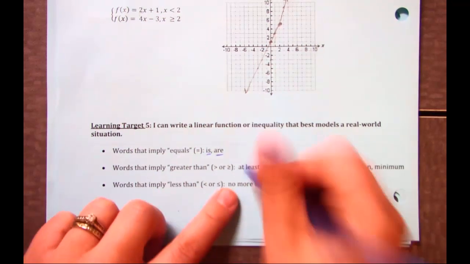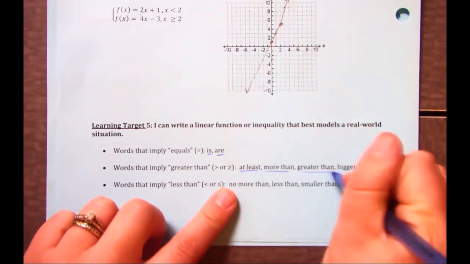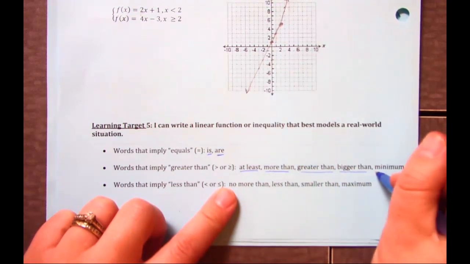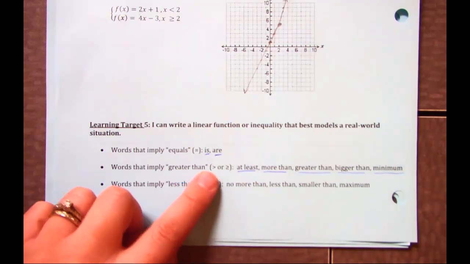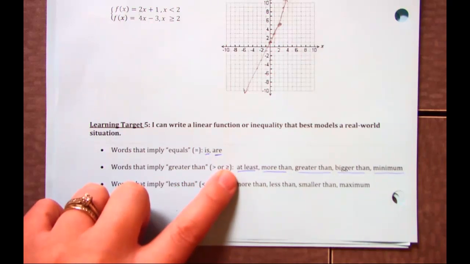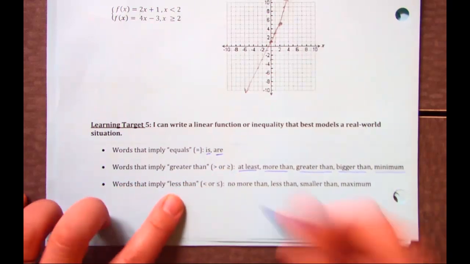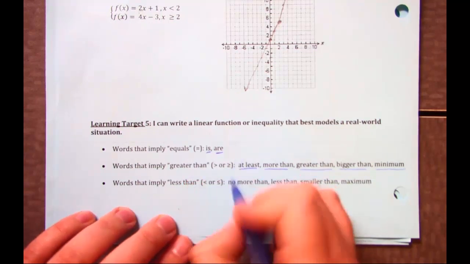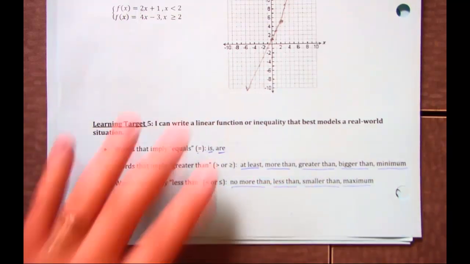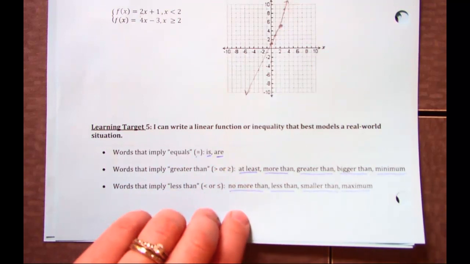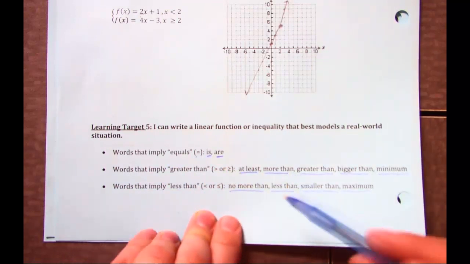If you see words such as at least, more than, greater than, bigger than, or at a minimum, that usually implies that it's going to be greater than. So you're either going to use that symbol or that symbol with a line under it. And words that imply less than, to use these two symbols, would be no more than, less than, smaller than, or maximum. So if you see any of these words in a situation, you are going to use the corresponding symbol over here. So that's how you choose the right sign for this situation. Equals, less than or equal to, greater than or equal to.